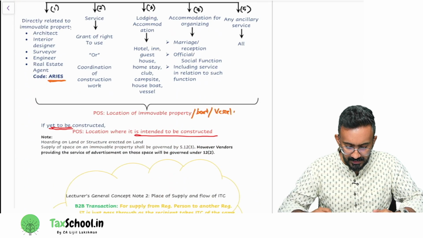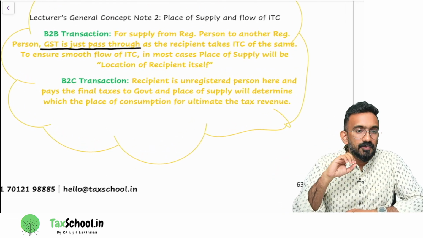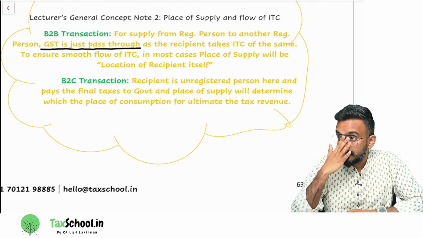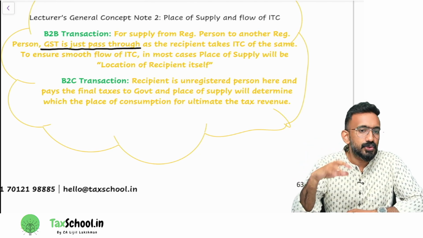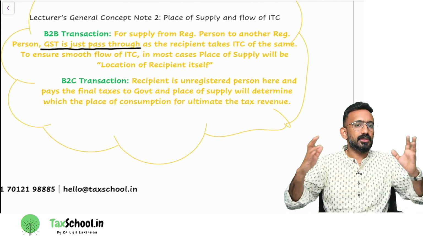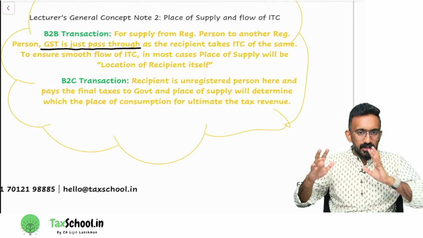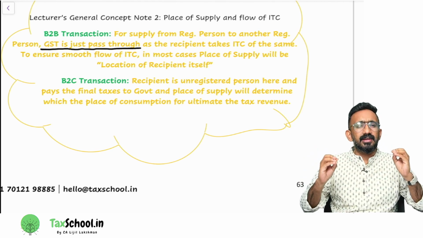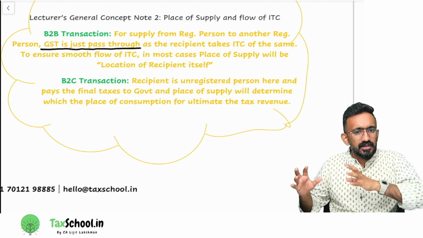In services, I've written two summary notes here. For the purpose of service, you divide the transaction into B2B and B2C. What do you mean by B2B? Registered person making supply to another registered person. When a registered person is making supply to another registered person, there is no point in determining place of supply to give the revenue to the government.